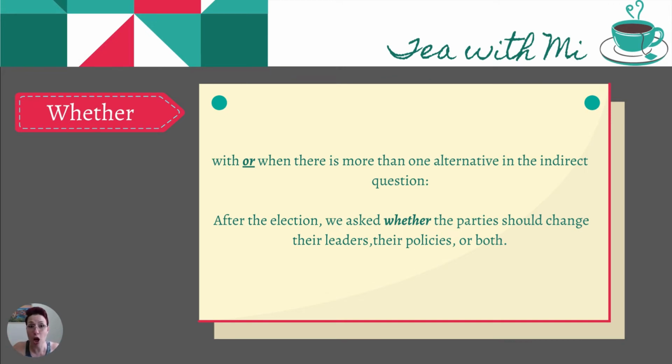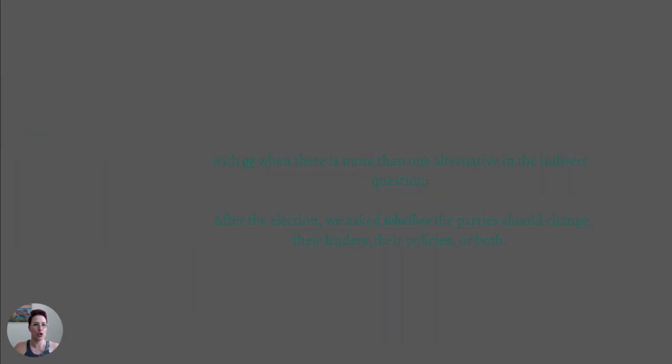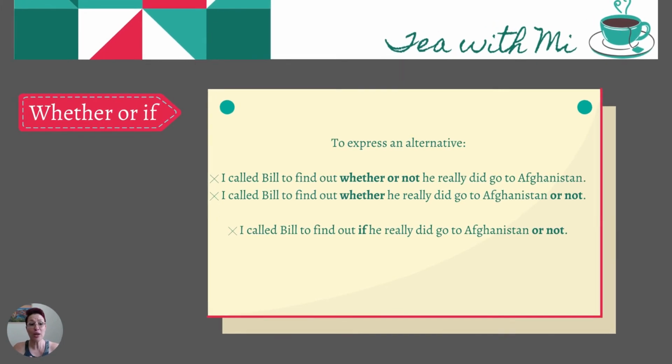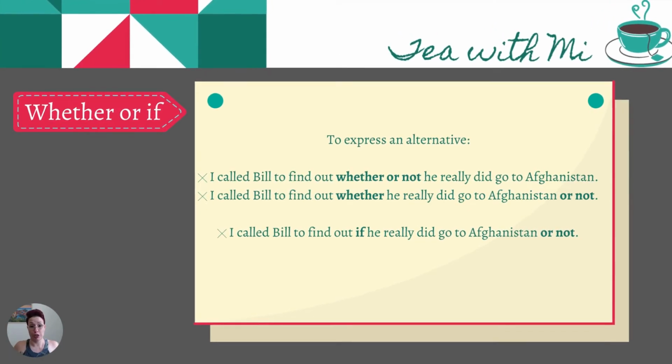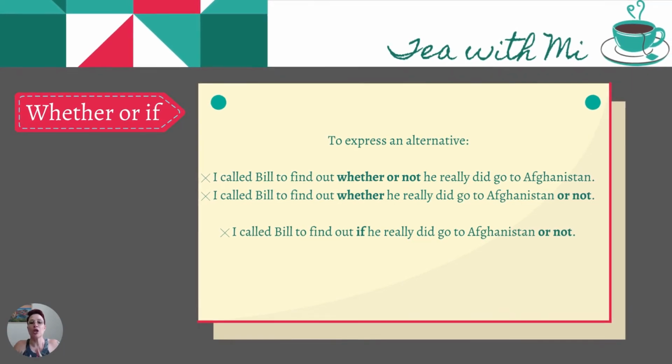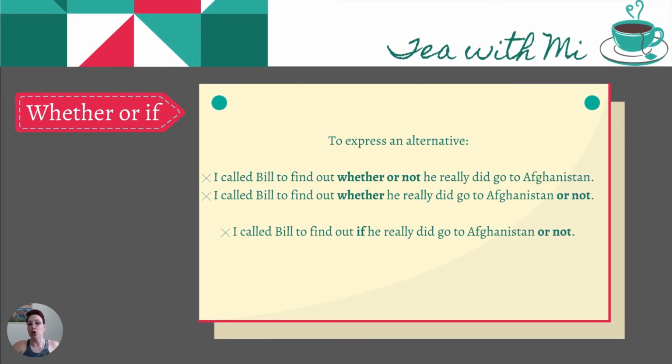So when the person has options to choose from, and of course, if it's options that I'm providing, I am coming with the particle or. So whether is the word that I need to use. Then we think about alternatives, expressing alternatives with the use of a negative, whether or not, if or not.